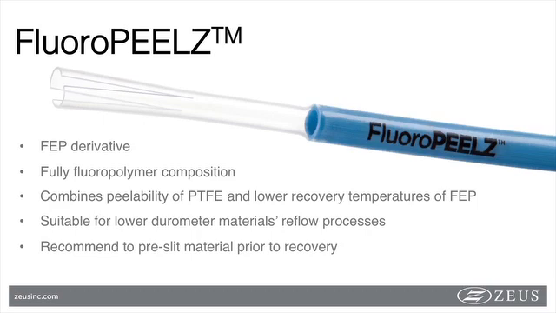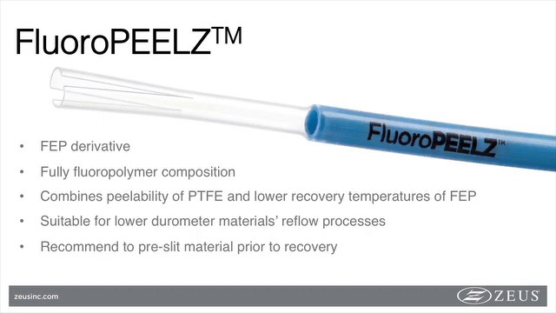It is an FEP derivative heat shrink that is fully comprised of fluoropolymer matrix. It combines the peelability of PTFE with lower recovery temperatures of FEP. It is ideal for a system with lower durometer and lower melting point substrates. It is recommended to slit material prior to recovery for easy peel tabs to be available post-application.